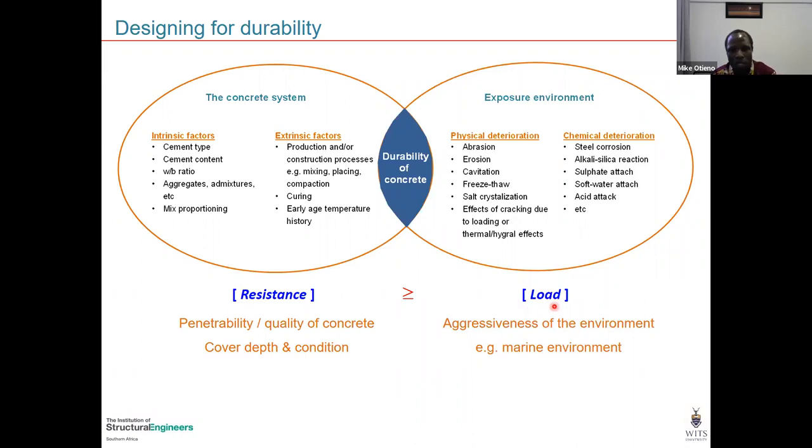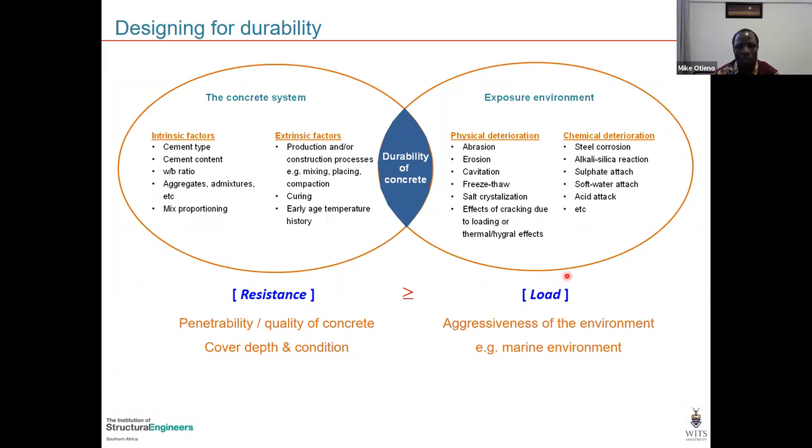Then on the load side, this is now where we think about the environment. And when we talk about the environment, we're talking about the aggressivity of that environment. So for example, if we talk about a marine environment, we are thinking about steel corrosion as a result of ingress of chlorides into concrete. So we really need to think about the type of cement we use, the cover depth that we use, and the in situ on-site quality control measures that are in place.